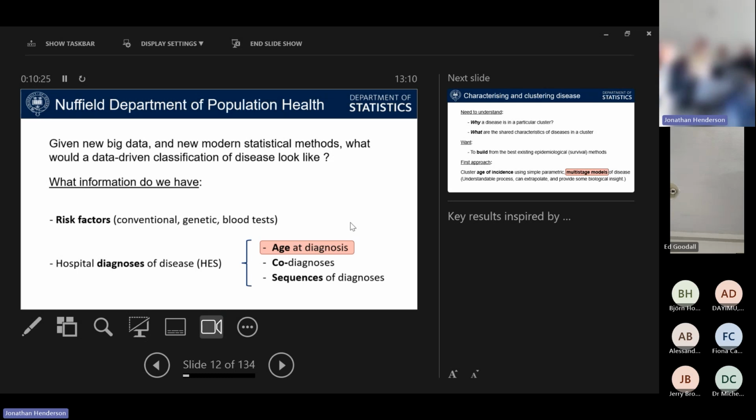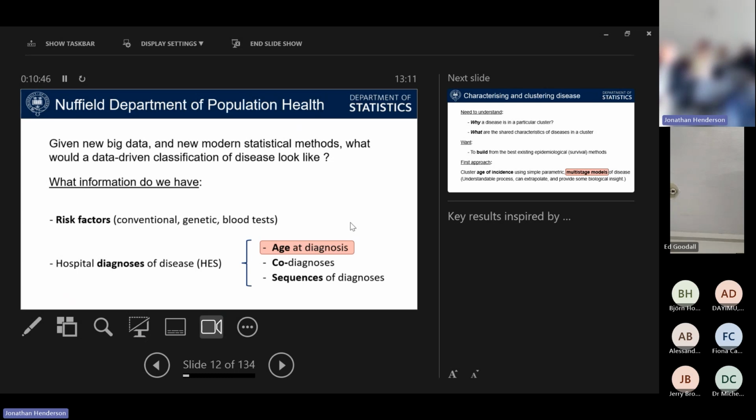The co-diagnosis, that's so you go into hospital for one condition, they make a series of tests and they find you've got a whole string of other things that you didn't realize previously. And you get these sequences of diagnoses that can occur over the lifetime of a person. And I realized that lots of people were looking at these sequences of diagnoses, and they still are actually.